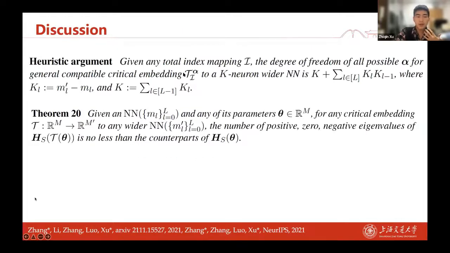And for the general embedding, we don't have an exact estimation of the dimension, but we have some guess. That is, K is the total number of neurons added in the narrow neural network, and K_L is the number added in the L-th layer. So this is a guess of the dimension. And we have a theorem, very similar to the previous talk, that the number of positive, zero or negative eigenvalues in the Hessian of the large wide neural network is no less than the counterparts of the narrow neural network's Hessian matrix.